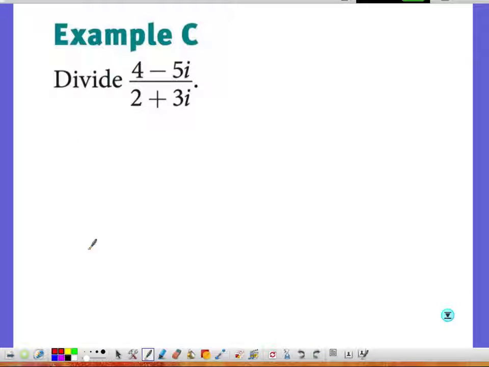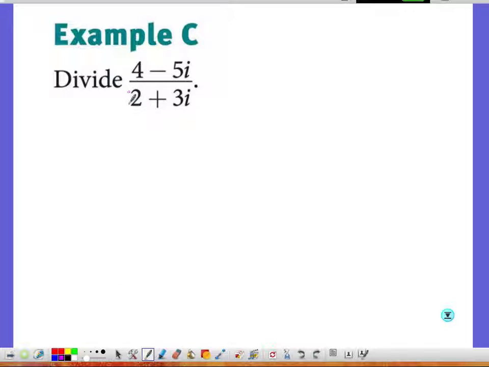Alright. So we added complex numbers, we subtracted, and then we multiplied complex numbers. The last thing we want to do is divide complex numbers. Well, that's the last thing we're going to do.